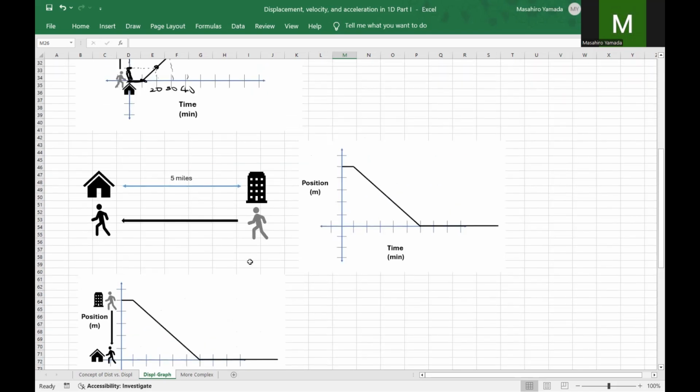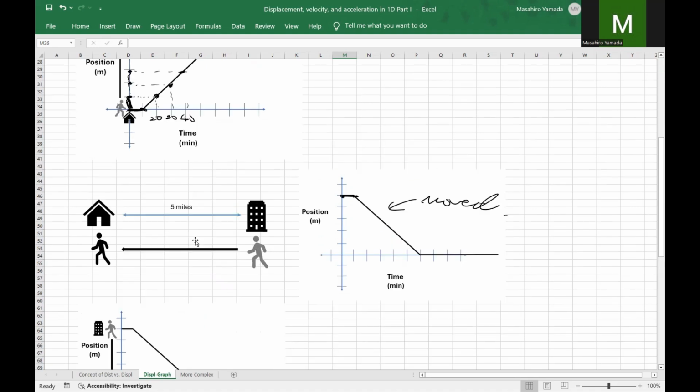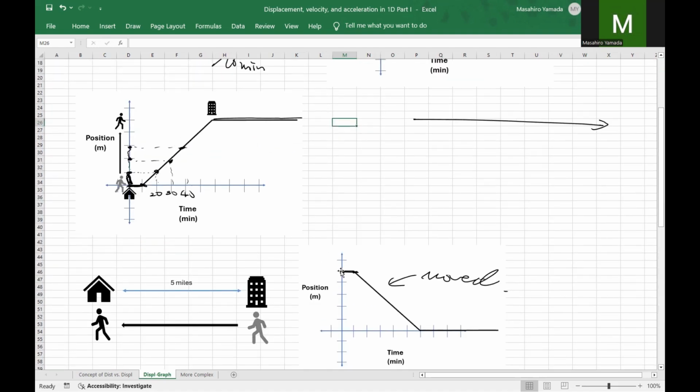What happens if somebody moved in the opposite direction? It should look like this. For the first 10 minutes, he didn't change his position. Therefore, there's a flat line. And then you see a slope. This indicates he moved. However, you see the direction of the slope is the opposite when you compare this and this figure. So the direction of the slope indicates the direction of the movement.